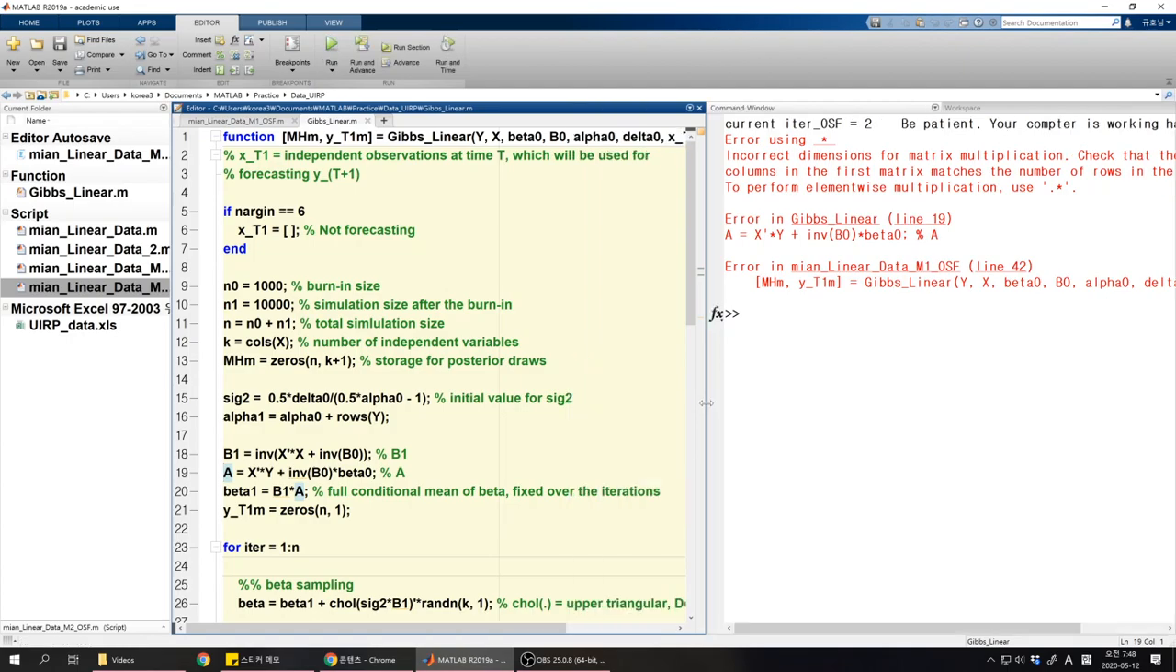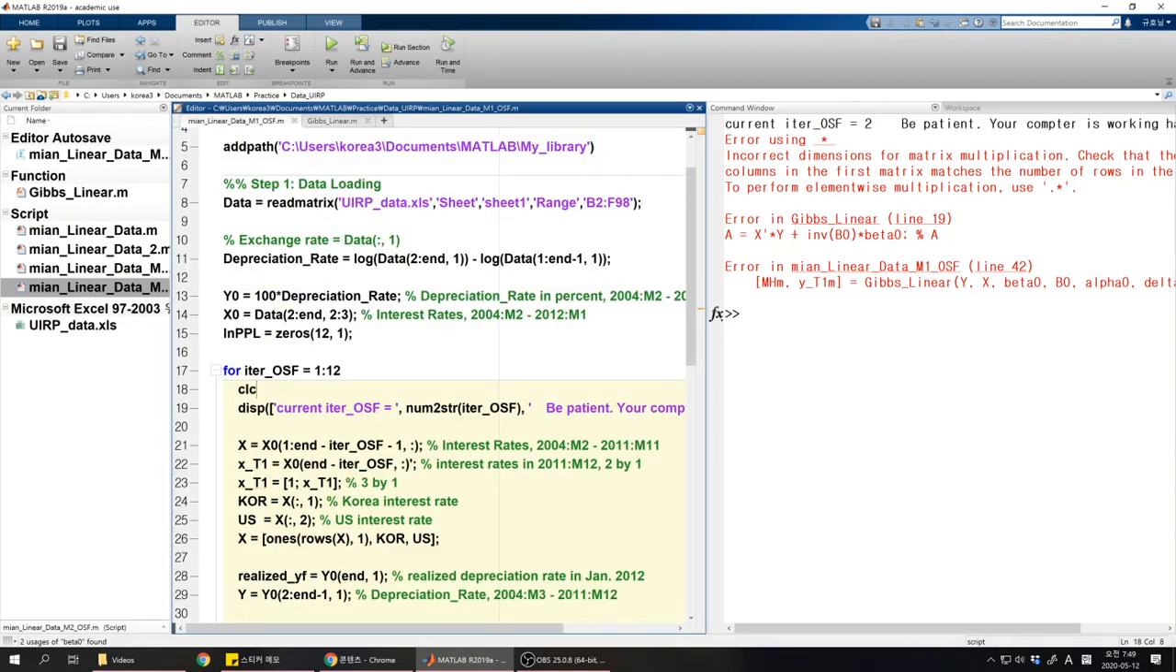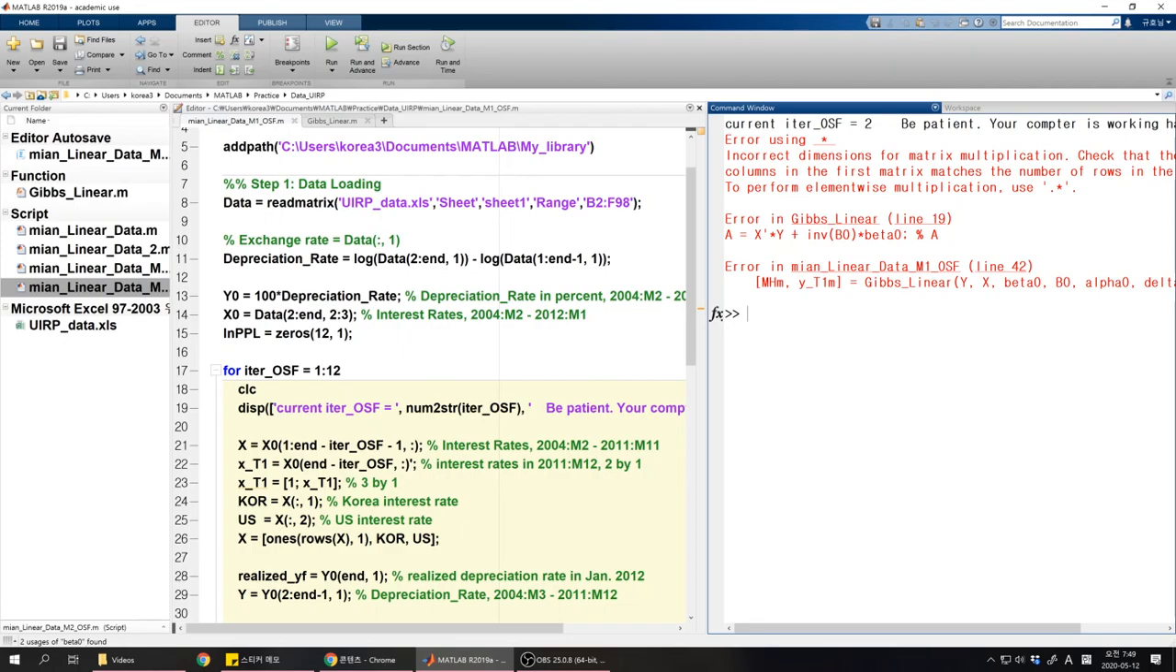Okay, and X and Y, or B0 and beta 0. So then let's see the size of X, and the size of y. Okay, here we go. X is 193 by 3 and y is 94 by 1, right? So that's why this multiplication can't be done. This number and this number should be the same, right?